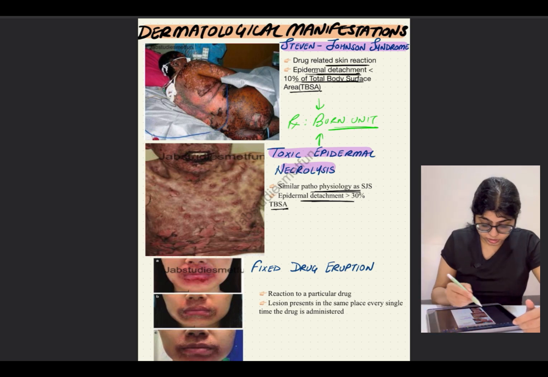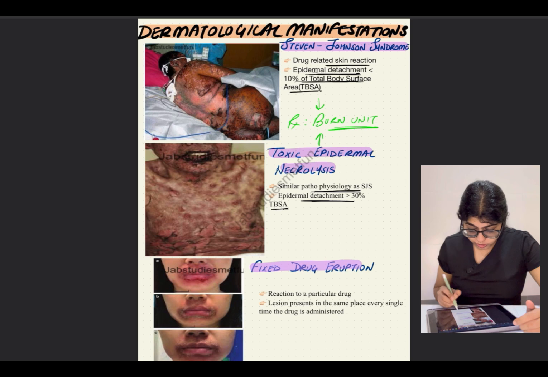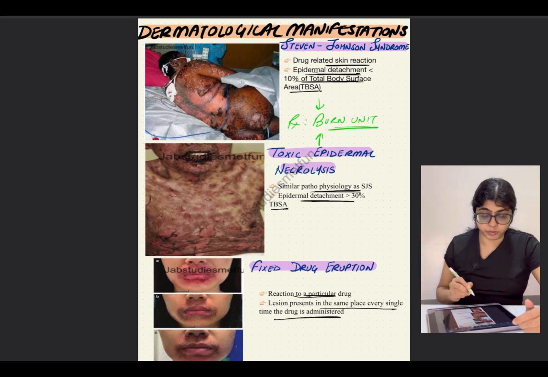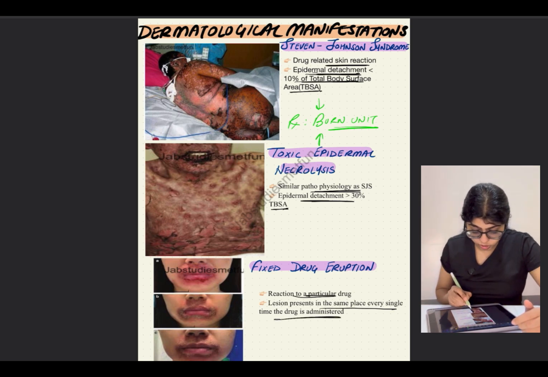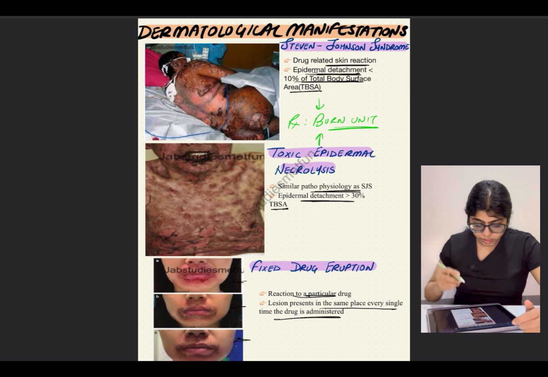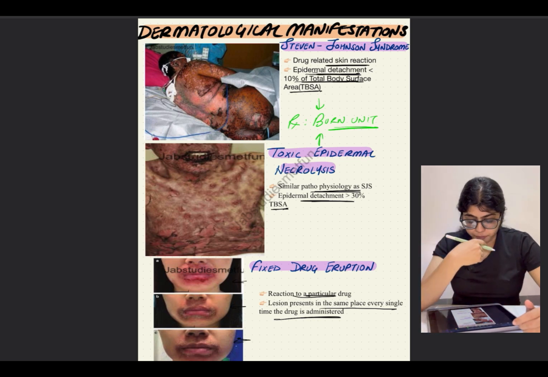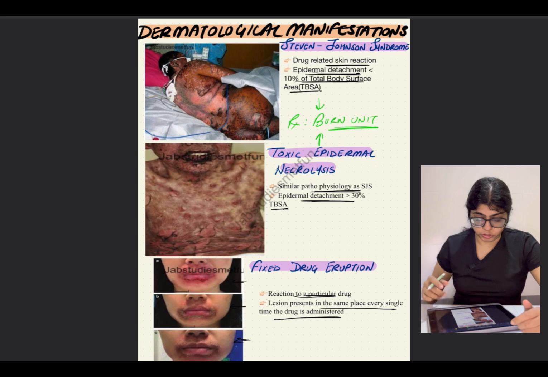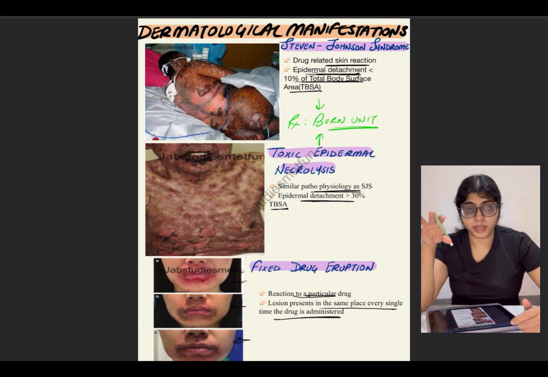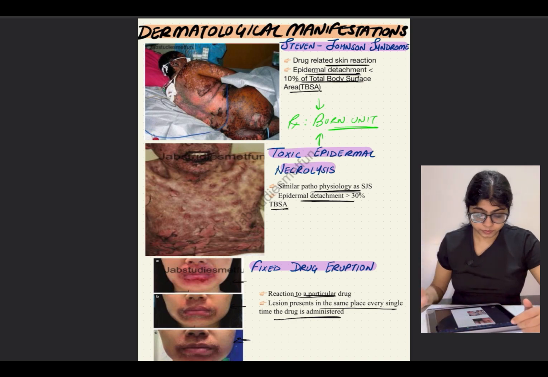Next one we have is fixed drug eruption. So it is a reaction to a particular drug, and the lesions are present in the same place every single time the drug is administered, as shown in the figure. All three times the drug causes a perioral lesion in this particular patient. So most likely they will give you the same area with lesions that are a few months apart or a few days apart. So that is your cue for fixed drug eruption.